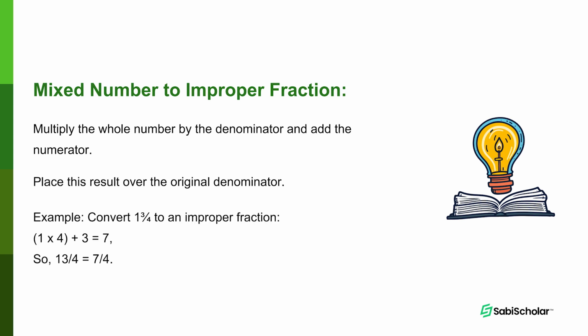For example, 1 whole number 3 over 4, which is a mixed fraction. To convert it to an improper fraction, we multiply the whole number by the denominator. That is 1 times 4, which is 4. Then you add the numerator to it. That is 1 times 4 plus 3, which is 7. Now this result is placed over the original denominator. That is 7 over 4. So 1 whole number 3 over 4 is equal to 7 over 4.